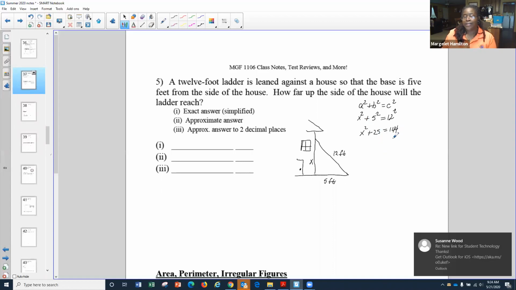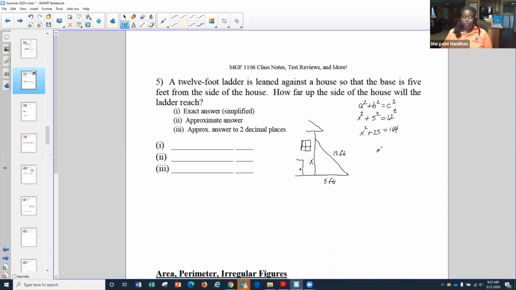Go ahead and subtract, right? Subtracting it over. Then we get x squared equals 119. Take the square root. And we have x equals the square root of 119. And after we check it in our calculator, we see that there's no factors of 119 that we can break down or simplify our radical. So our exact answer, square root of 119.